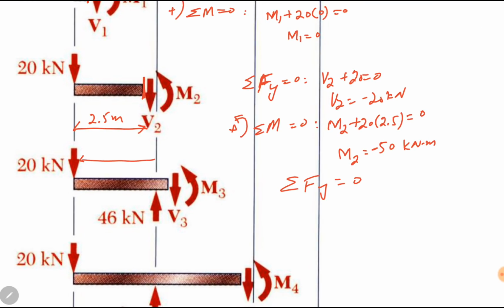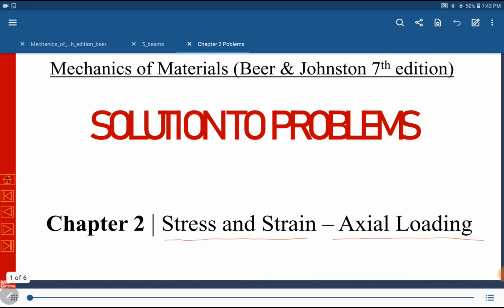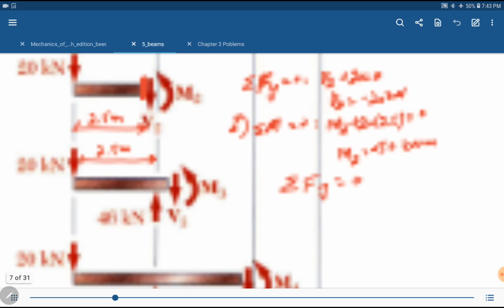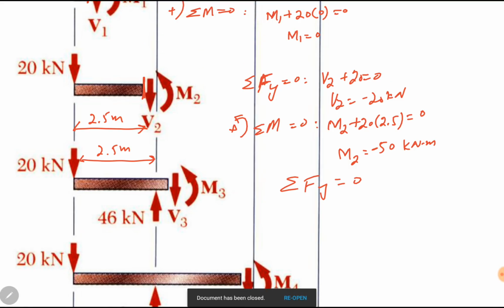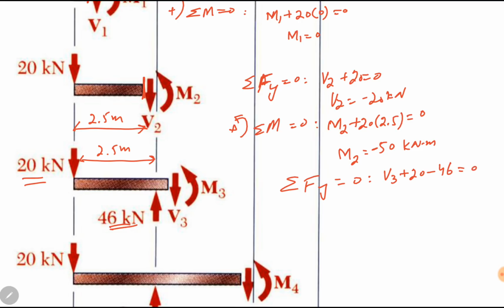This length is also 2.5 meters. So here there is a force V3 downward. I am considering downward forces as positive. Then a 20 kilonewton force downward is again positive, and then a 46 kilonewton force upward. Upward is denoted with negative sign because I have considered downward forces as positive. So V3 will be plus 26 kilonewtons.